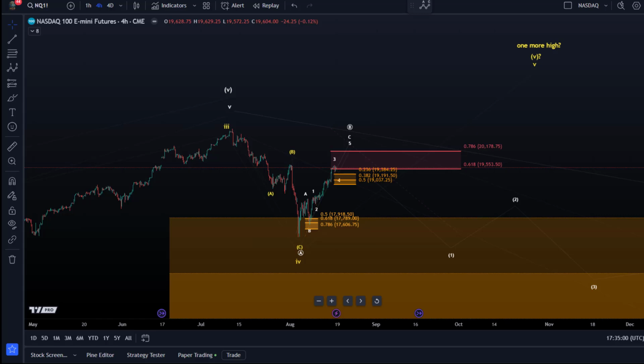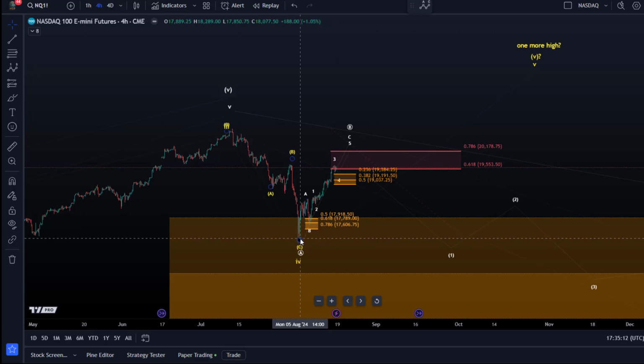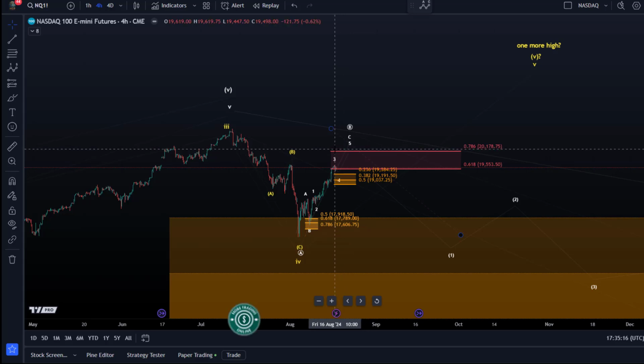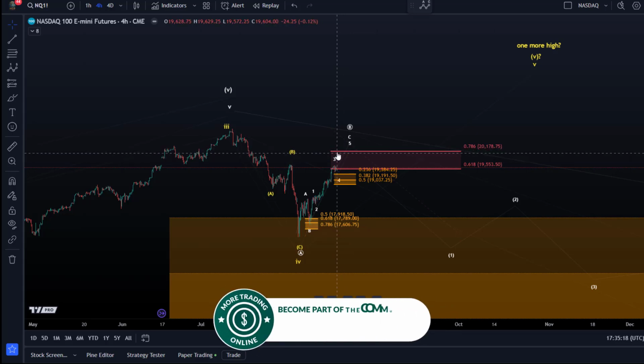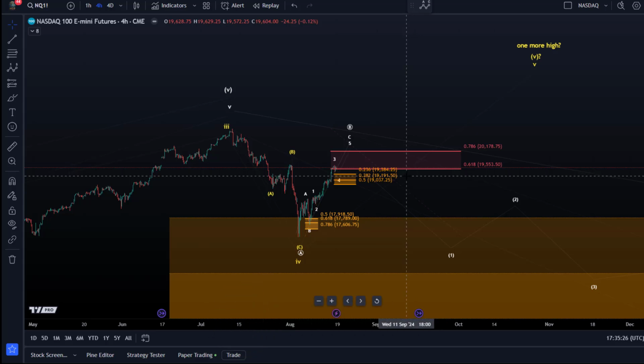The last update is a bit more than a week old now, nearly a couple of weeks actually. I made the last update when we had this mini crash on the 5th of August into the August lows. I provided an update here on YouTube, and at the time we were watching for a B wave bounce. So now that we've arrived in the resistance area, which is defined between 19,553 and 20,178, I think it's time for an update because we've arrived at a key pivot.